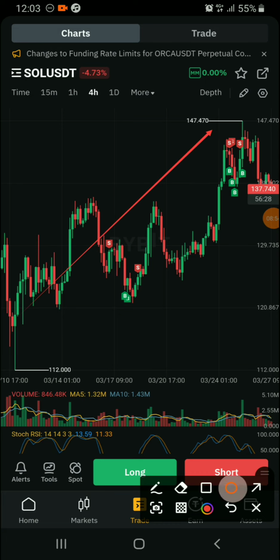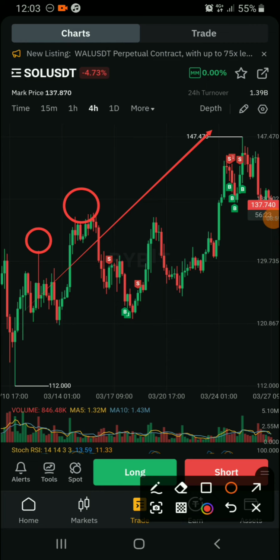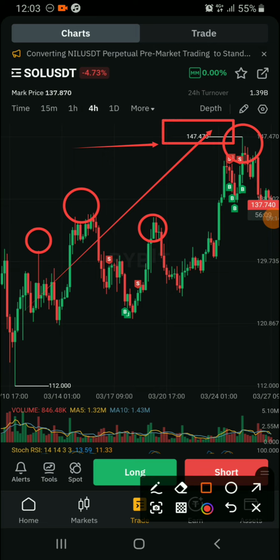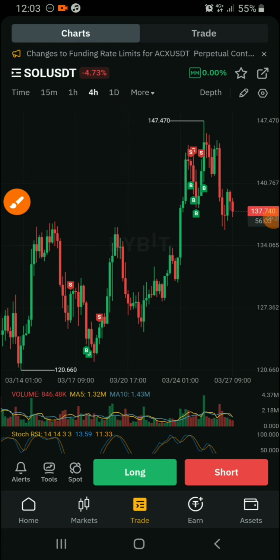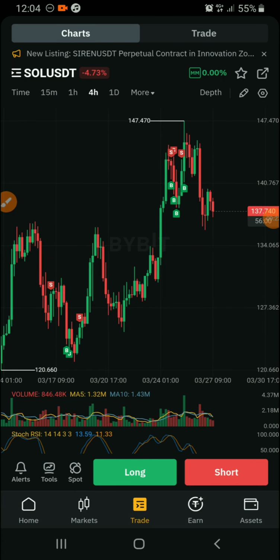You cannot say this is your swing high because this is not the recent high. This is not the highest high. Neither can you say this is the high. This is also not the high. So our recent swing high has to be this place over here. Our recent swing high is this place right here, and Bybit has helped us identify it. So this is how you can identify the swing high: the current highest point on the chart is the recent swing high.